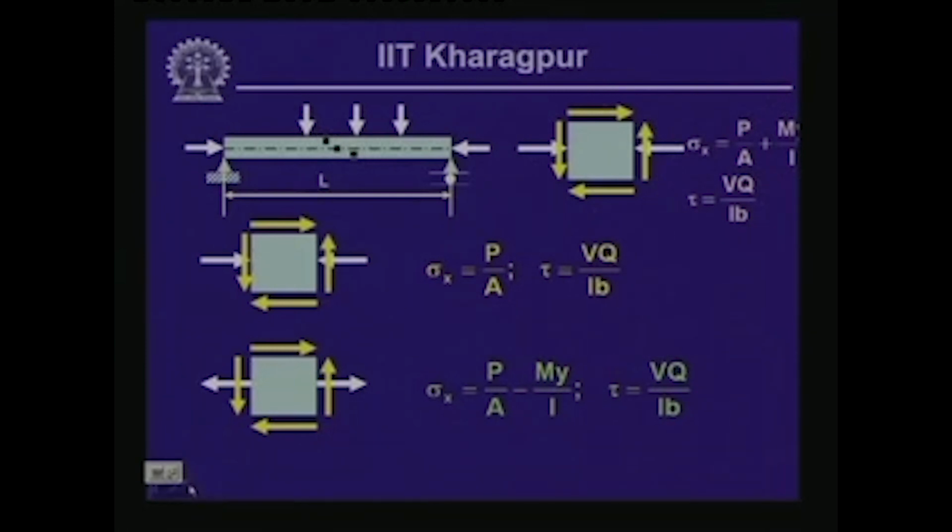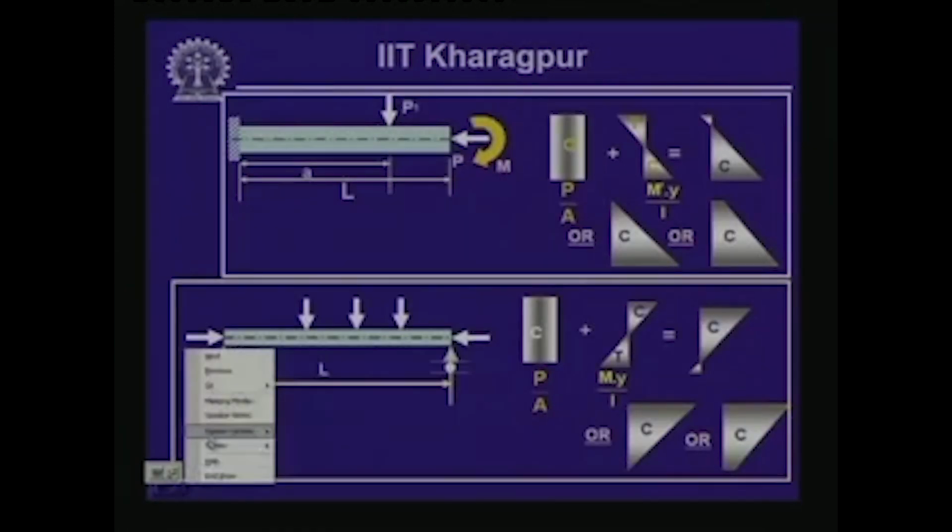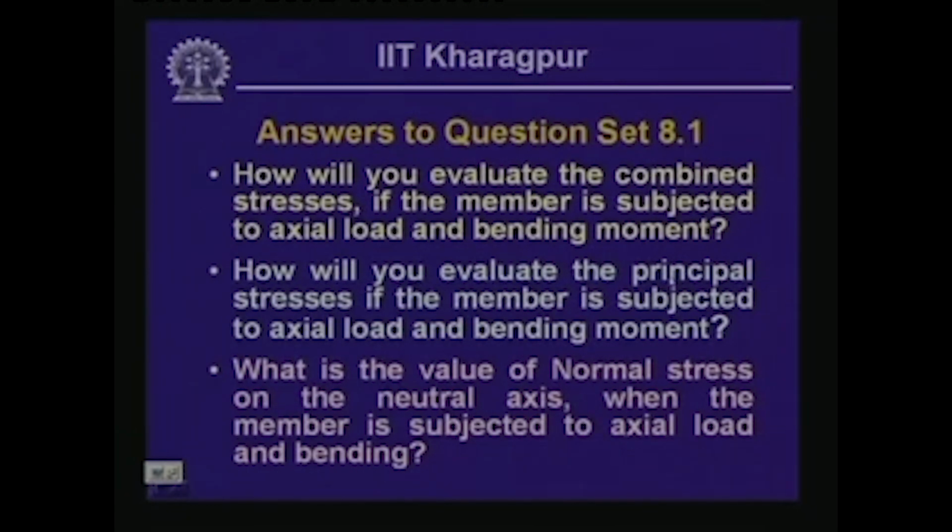In fact, if you look at the second question, how will you evaluate the principal stresses if the member is subjected to axial load and bending moment? Now, as we have seen in the first one, when you have the axial load and the bending moment, we can compute the values of the normal stress. Axial will give you the direct normal stress, and bending will give you the normal stress in terms of compression and tension with respect to the neutral axis, and you can calculate the resulting normal stresses, and individually you can calculate the shear stress from the shear formula, which is VQ by Ib.